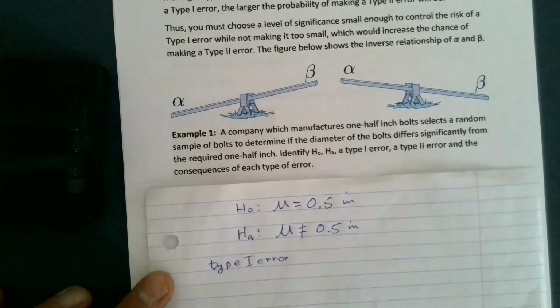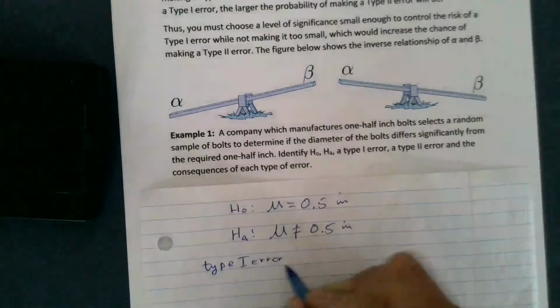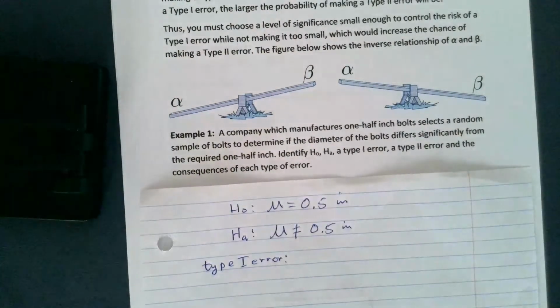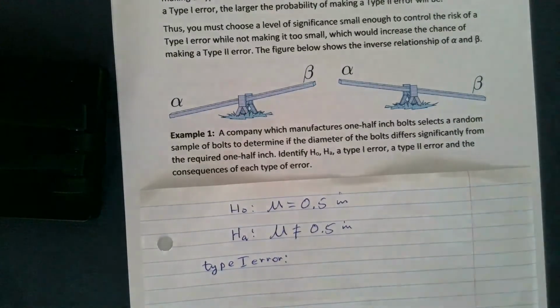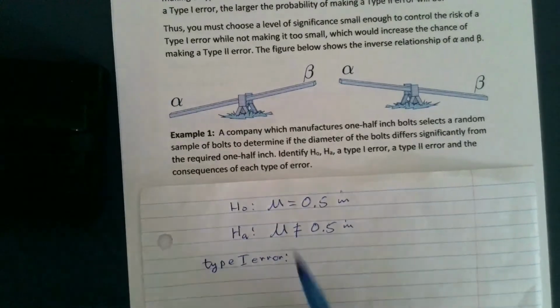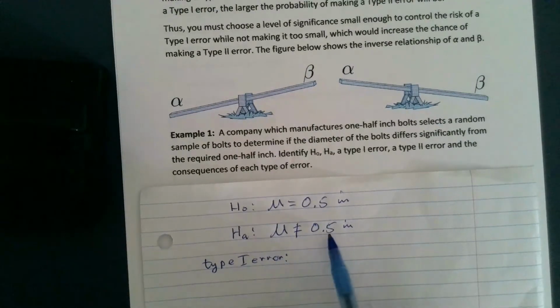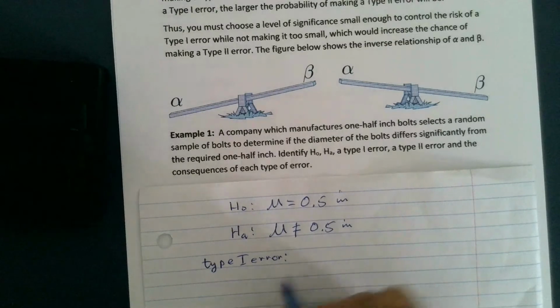Well, if you recall, with a type 1 error, the meaning of that is that we reject the null hypothesis, but the null hypothesis is actually true. So if we rejected the null hypothesis, our conclusion would be that the bolts are defective. Right? Because we would be concluding that the mean diameter is not ½ inch, so the bolts are defective. That would be our conclusion.